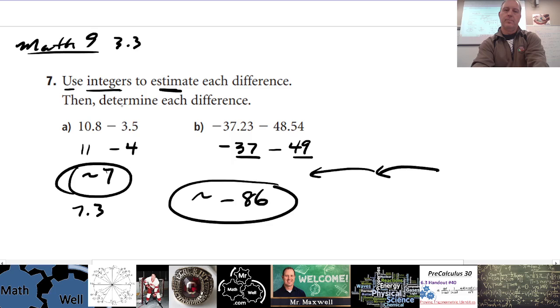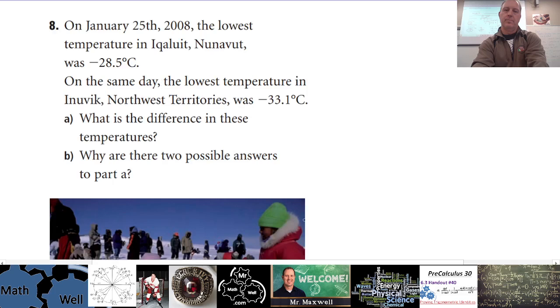So it does say determine the actual difference as well. So what was this? Negative 85.77. That's the actual answer as well. So I'll take a look at 8. Here's a word problem as well that you might want to take a look at.